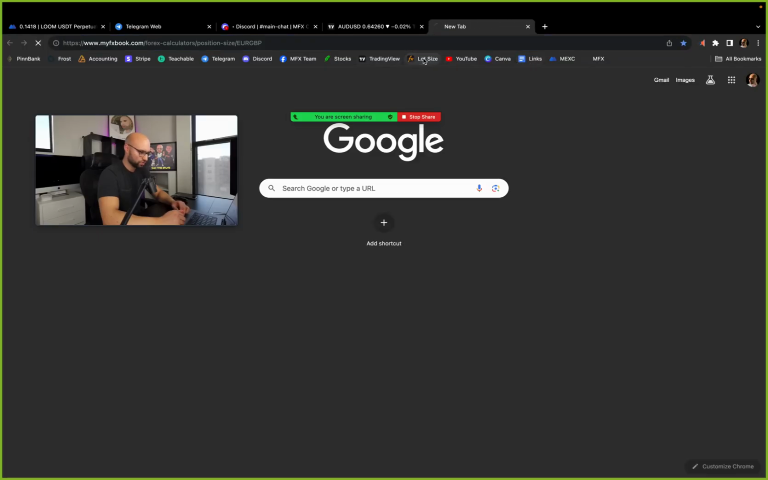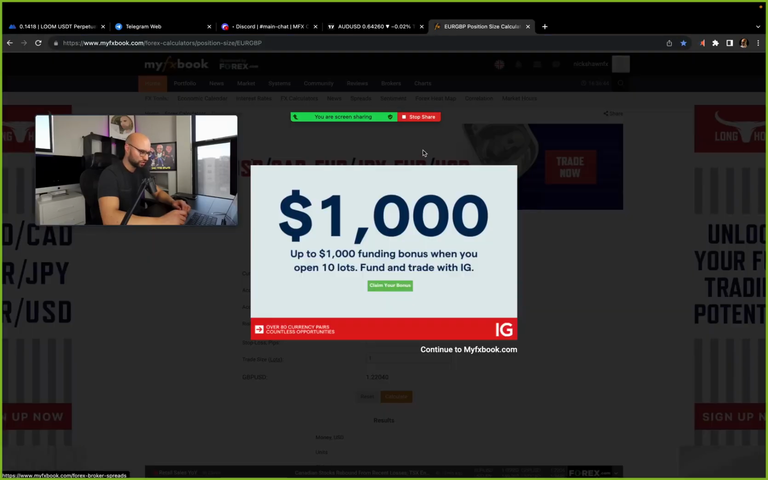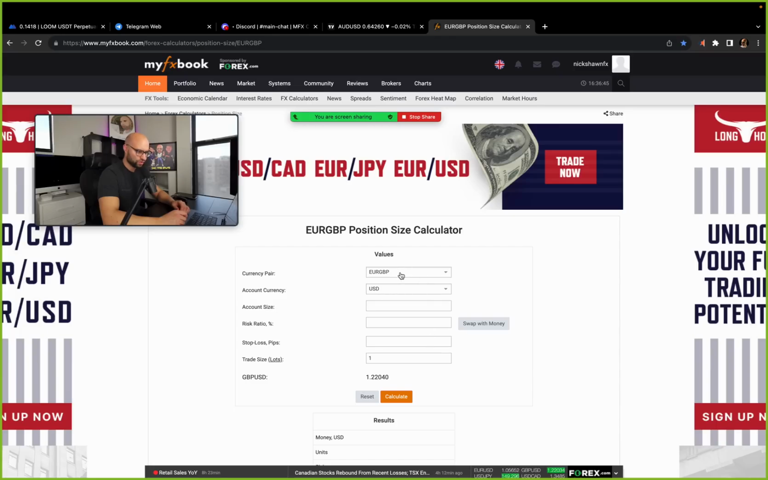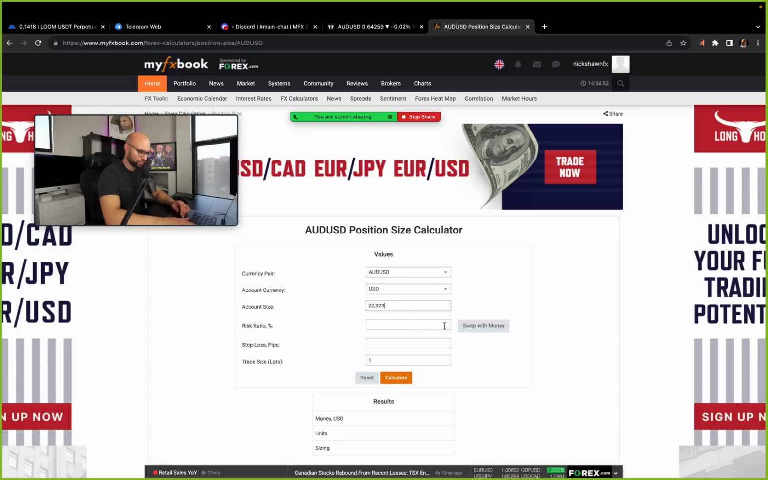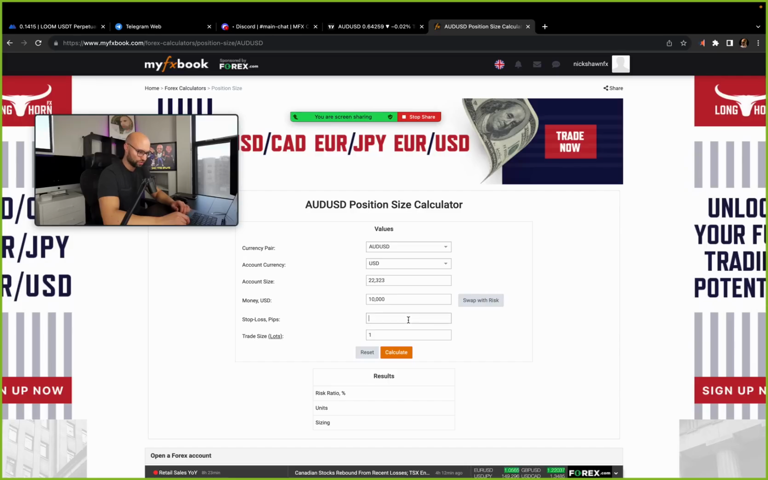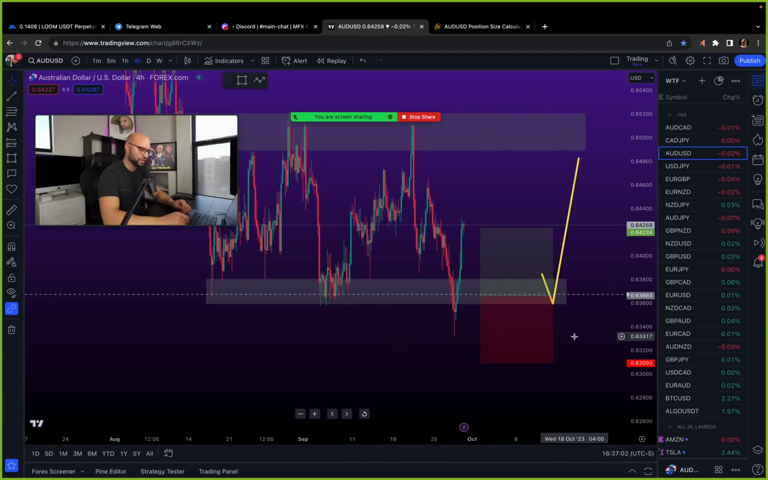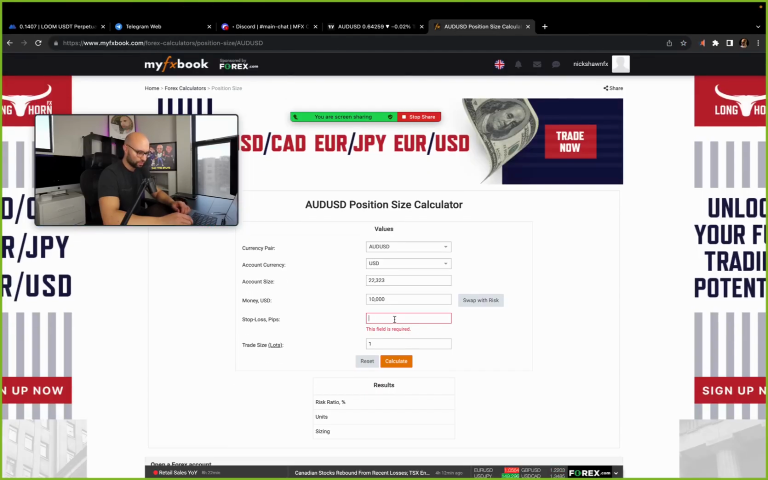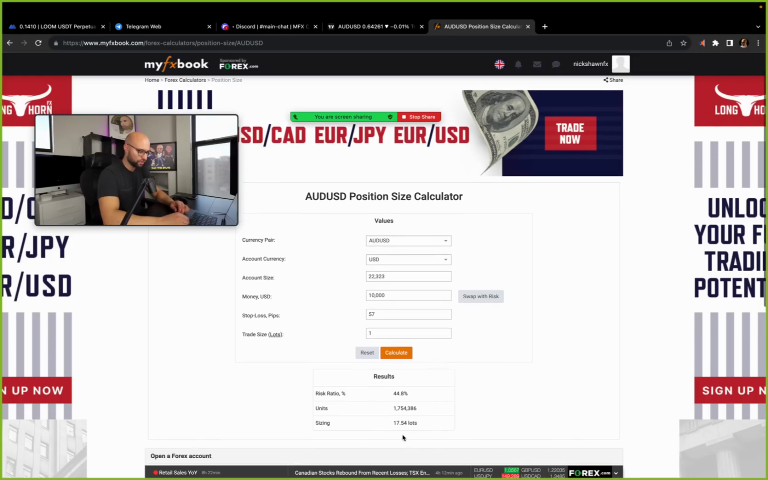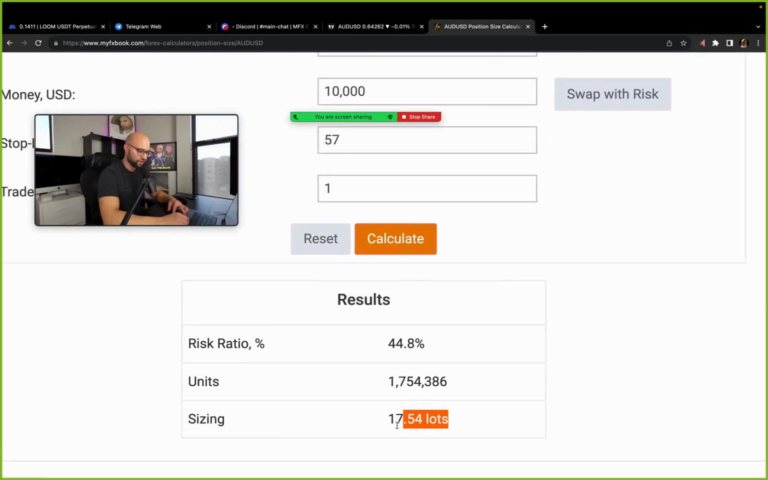If we go to a position size calculator like this one right here on my screen, we just type in AUD USD. Then the account size doesn't really matter, because I just do this where I swap with money. I type in how much money I want to risk on the trade, because that's what's important to me. And then for the stop loss, I believe it was 37 pips, right? So 57, excuse me. So it's 57 pips. I just leave the trade size at 1. I hit calculate, and that would mean it's going to be about 17.5 lots.